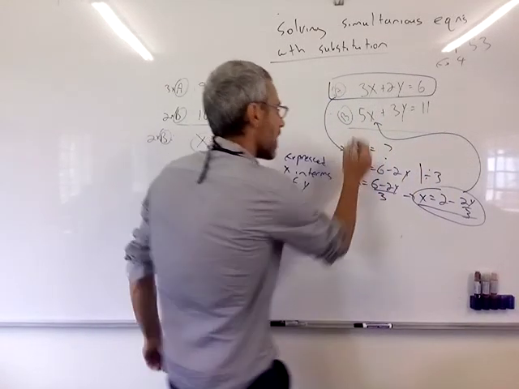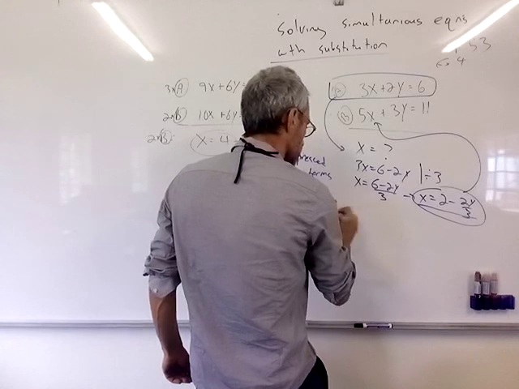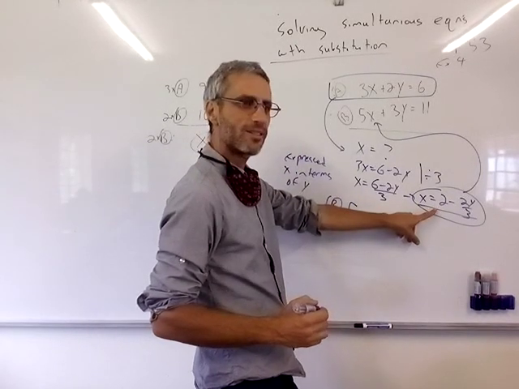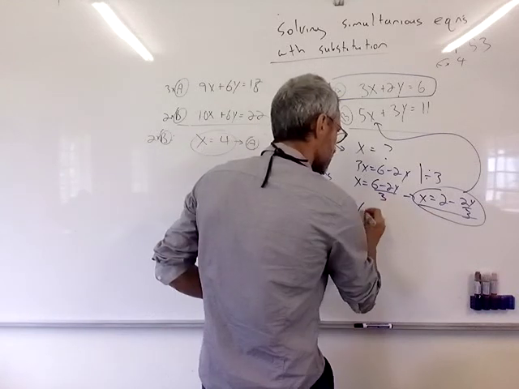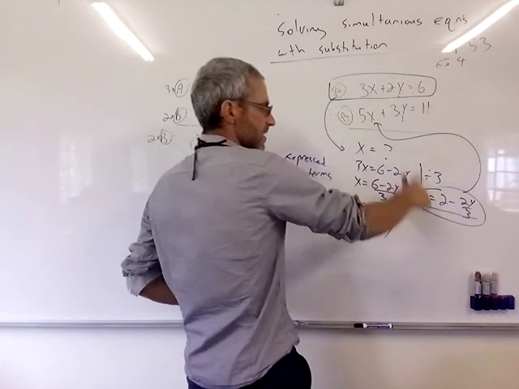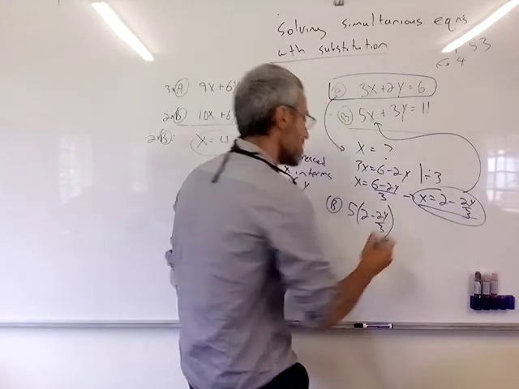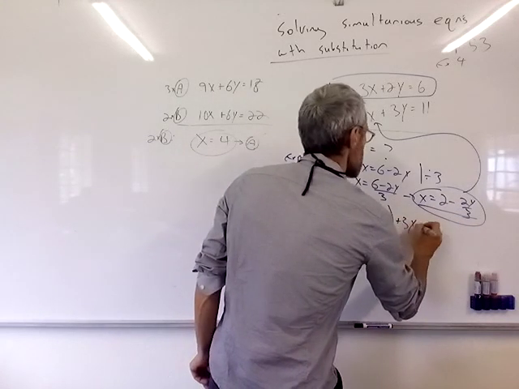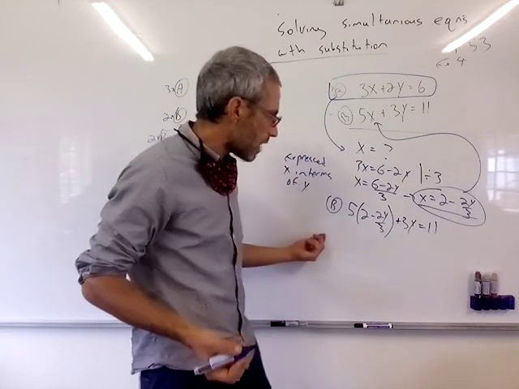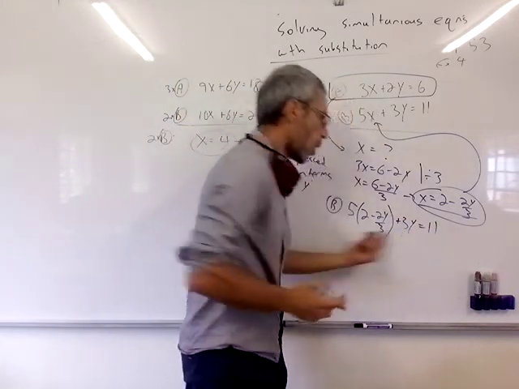So now I'm going to rewrite equation B. I'm going to write down 5, but instead of x, I'm going to write that. I'm going to write 5 times 2 minus 2y over 3. See, instead of x, I wrote it in terms of y. Plus 3y equals 11. Now, why am I doing this? Now I've got an equation with only y's.